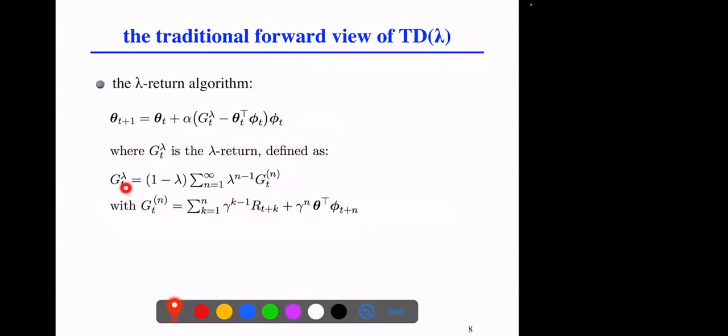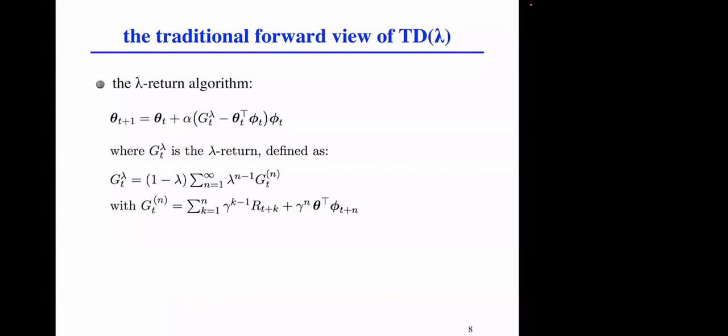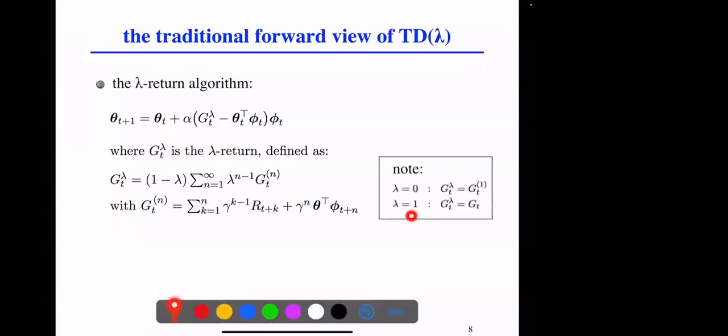This is the lambda return that I talked about before, but now rather than just the value of a state, we have the inner product between a weight vector and a feature vector. So that's the lambda return algorithm. As I said, for the lambda return, if lambda equals 0, this is equal to the one-step update target, the one-step return. And if lambda equals 1, it's equal to the full return, or the Monte Carlo update target.